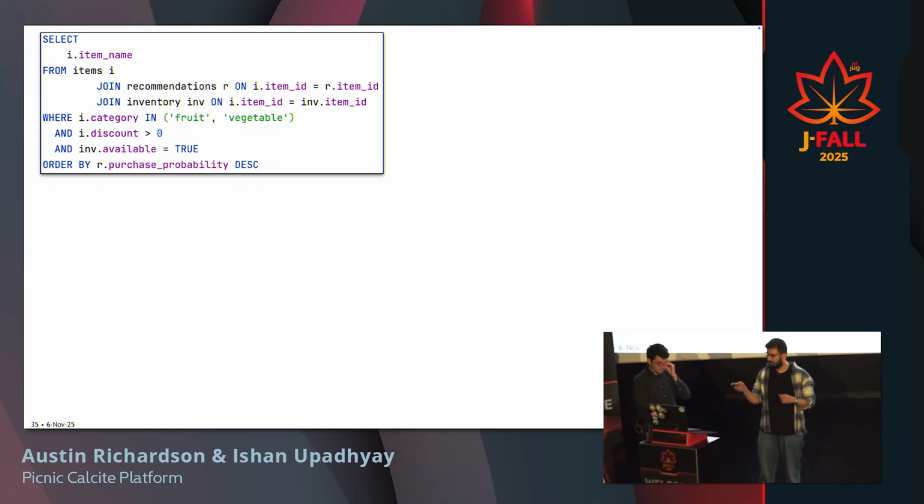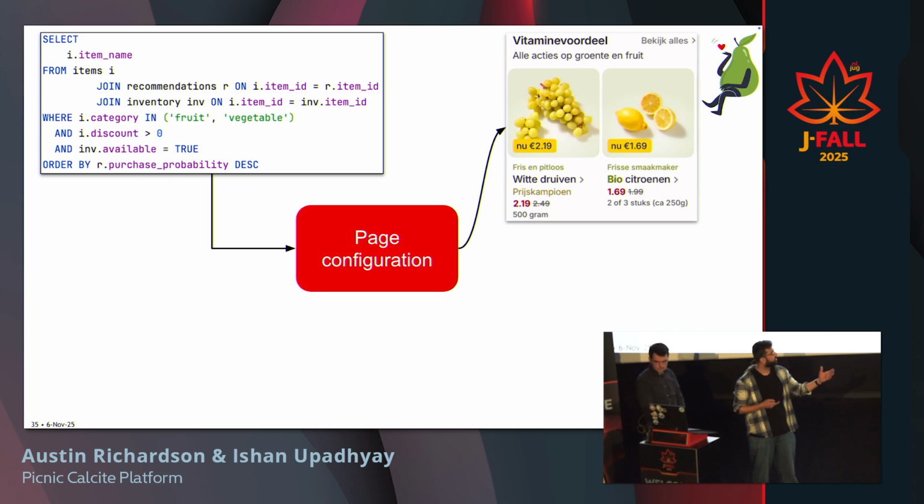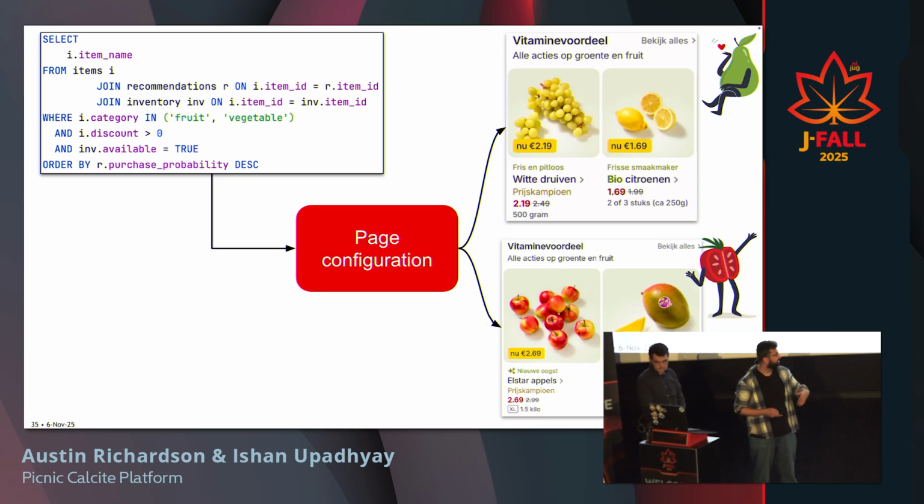So quite a lot of data, and they can think of a query like this, which is looking at the recommendations table, inventory, also discounts, and making sure that all of this logic works as expected. They try this out on Calcite Playground, everything looks good. They put this on page configuration, and now it's live in the app. That means that if you're Miss Pear who lives in Amsterdam, you get a carousel that looks like this. And if you're Mr. Tomato that lives in Utrecht, he gets different recommendations.